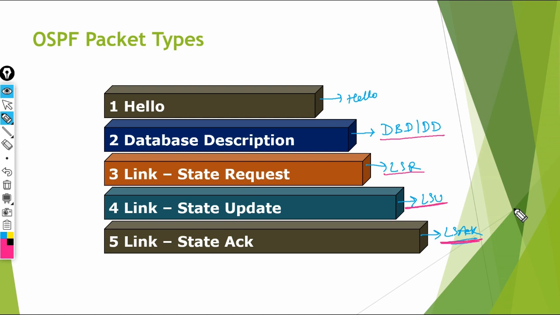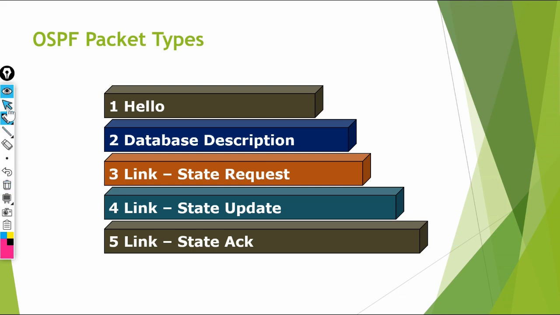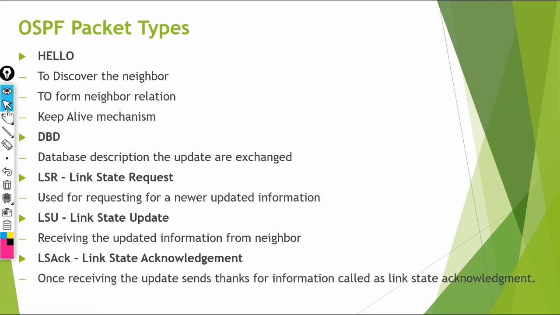Now we'll try to understand the use cases of each packet in detail. So far, we know we have 5 different types of packets. The use cases are also different for each. First of all, your hello packet. The hello packet is responsible for performing these 3 different jobs. The first job is to discover the neighbor, the second is to form the neighbor relationship, and then a keepalive mechanism to maintain the neighborship.